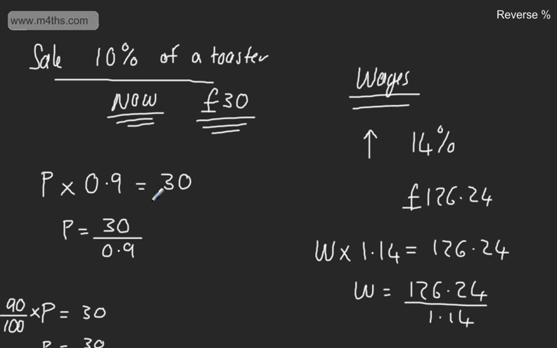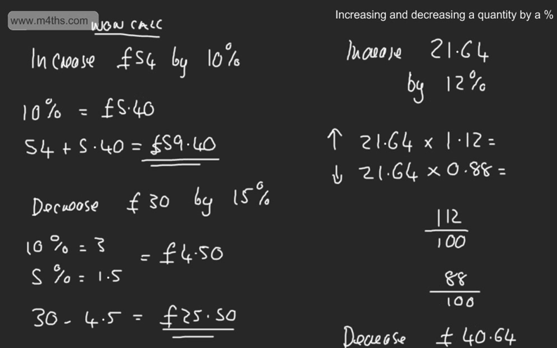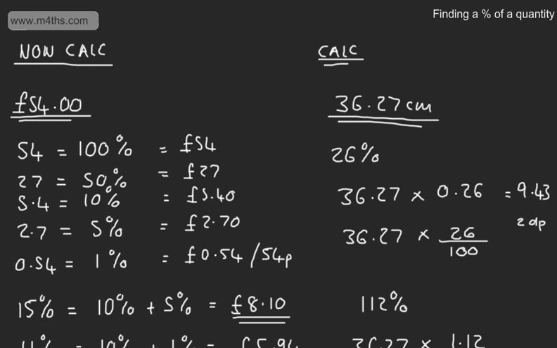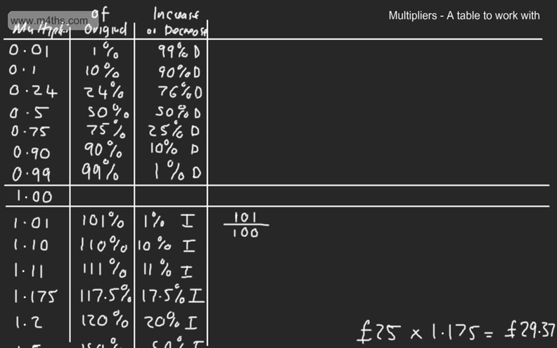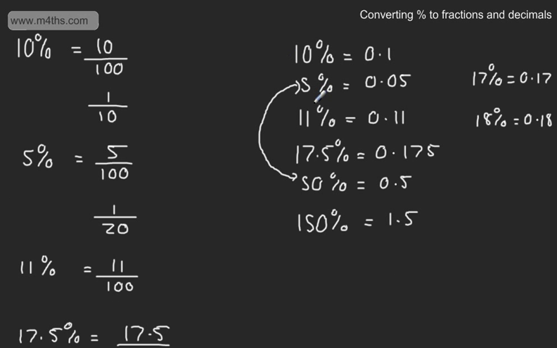That's a basic overview of percentages. We've looked at reverse percentage, percentage increase and decrease. We've looked at increasing and decreasing by a given percentage. We've looked at finding a percentage of a quantity. We've looked at multipliers, a table of multipliers. We've looked at writing a quantity as a percentage of another. And we've looked at converting percentages to fractions and decimals.